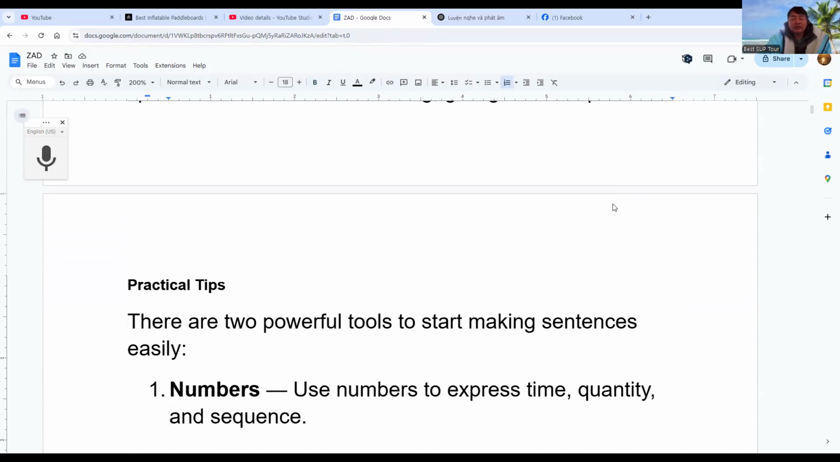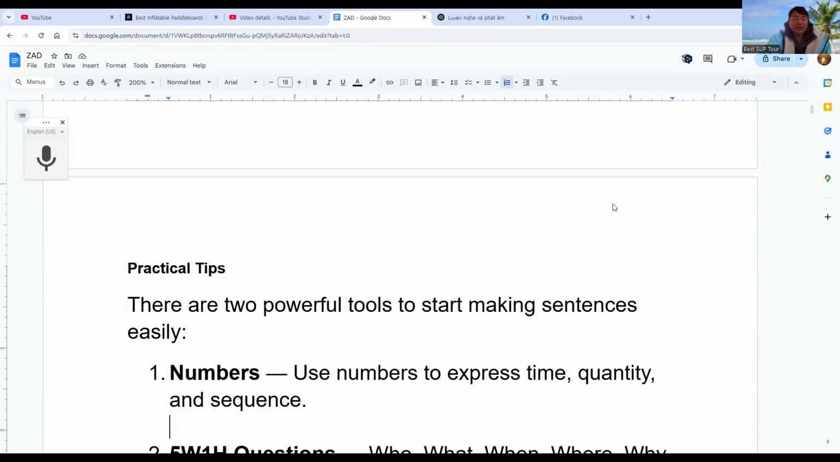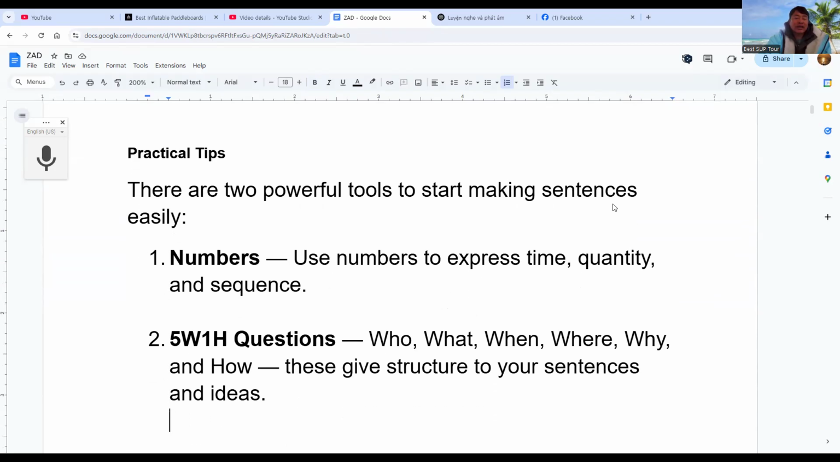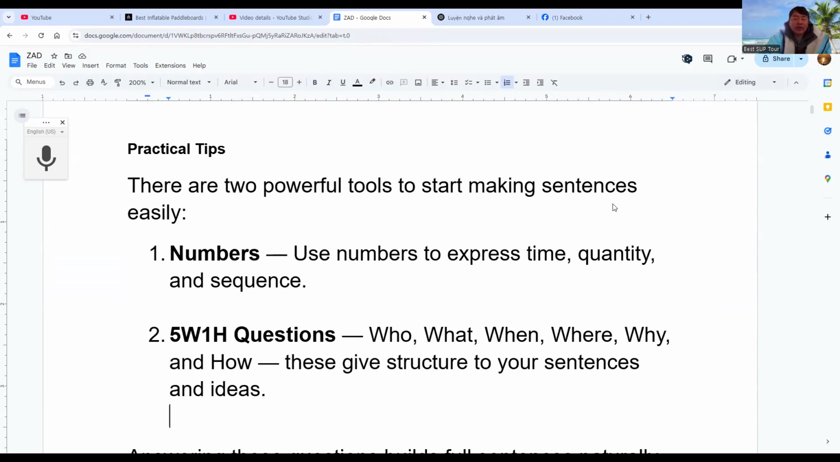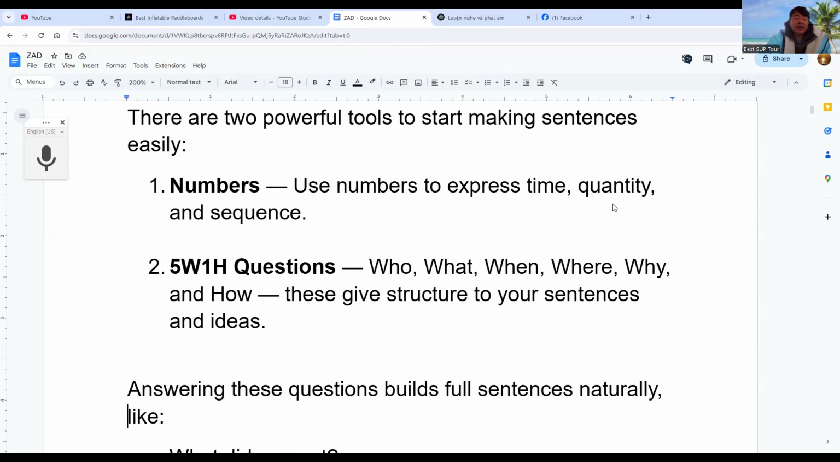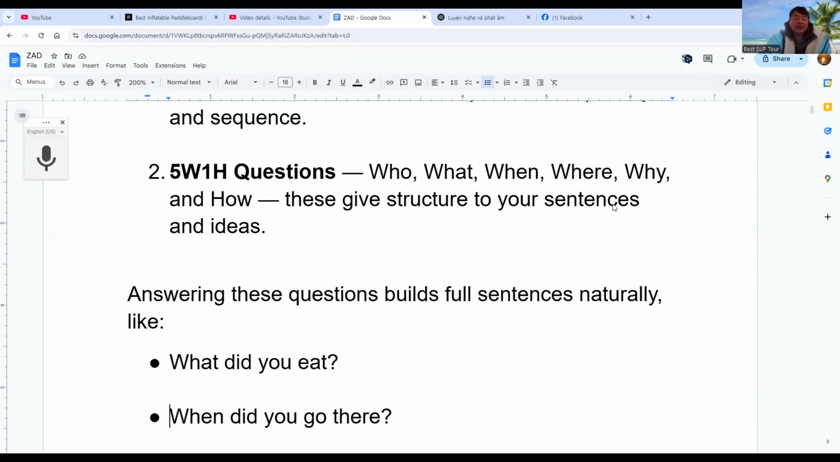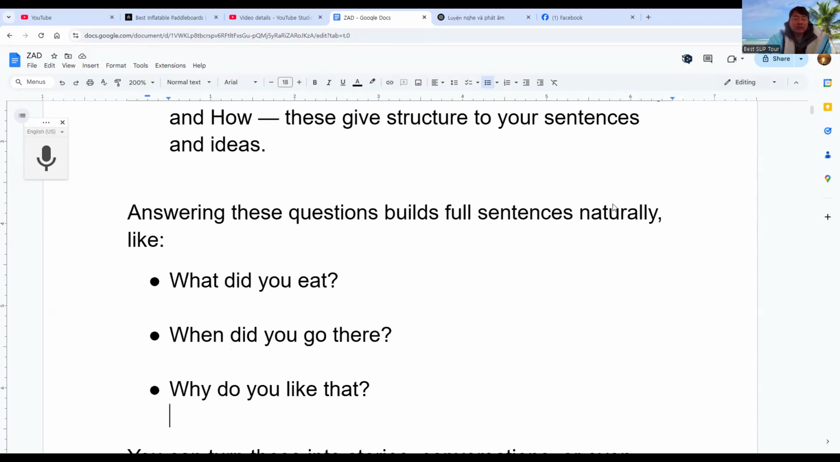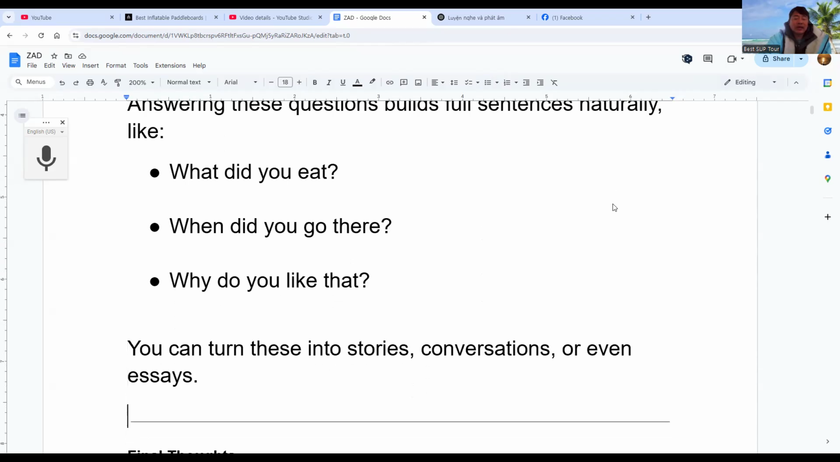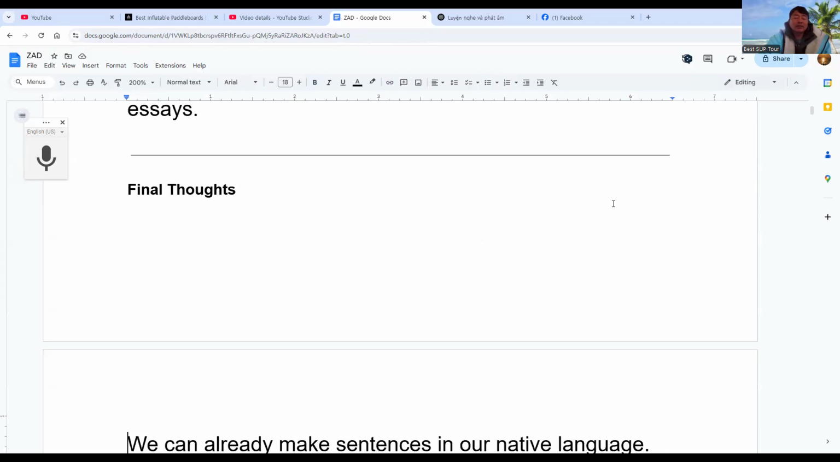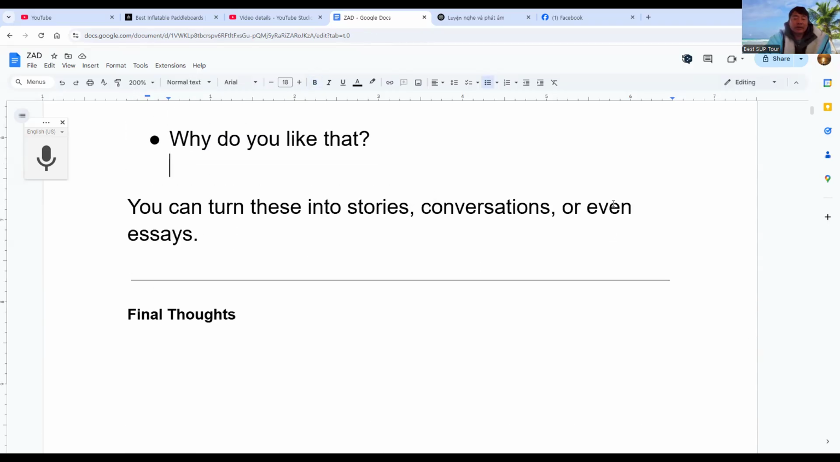Practical tip: there are two powerful tools to start making sentences easily. Numbers and 5W1H questions. Use numbers to express time, quantity, and sequence. Who, what, when, where, why, and how. These give structure to your sentences and ideas. Answering these questions will build sentences naturally, like, what did you do? What did you eat? When did you go there? Why do you like that? You can turn this into a story, conversation, or even essays.